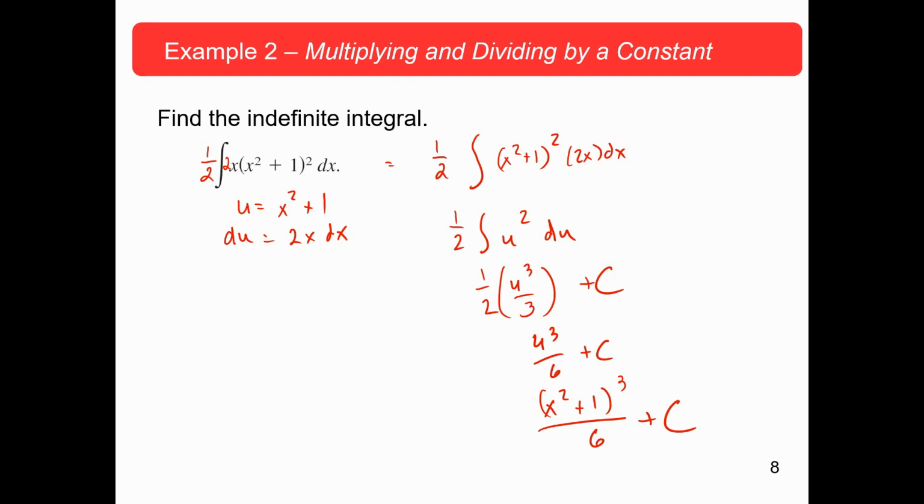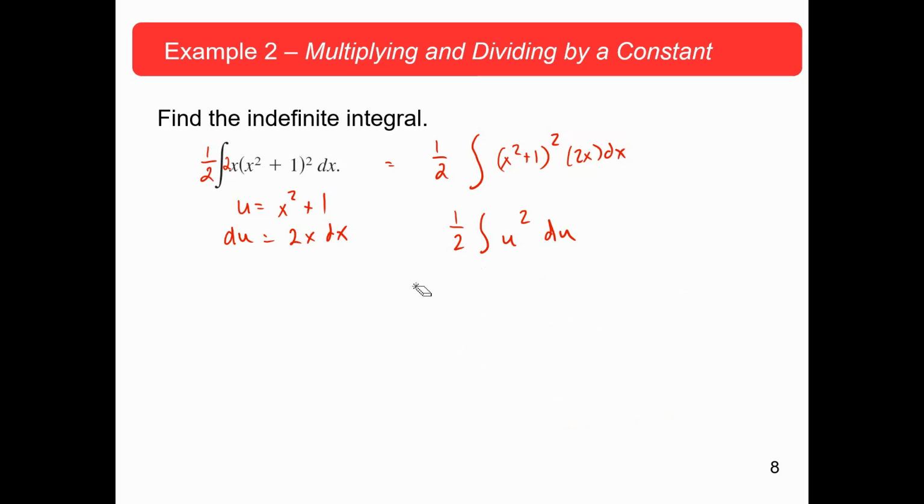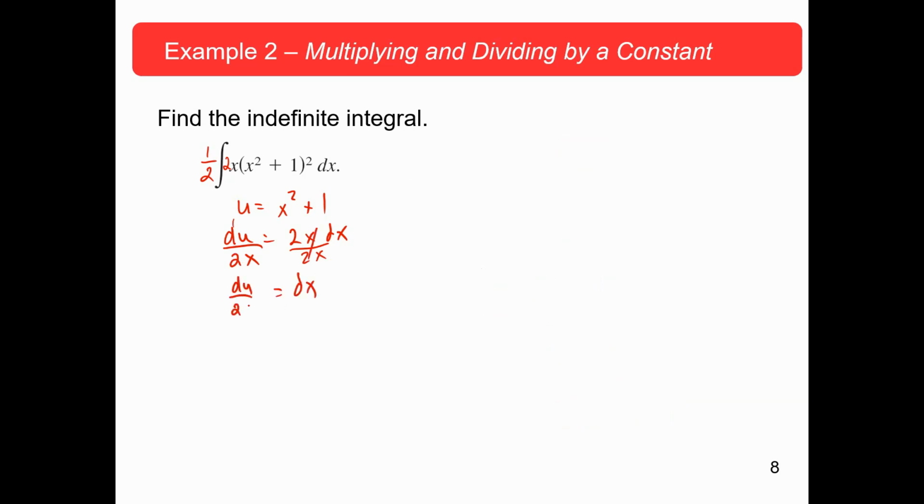Now there's a different way that we can do this, and this is a way that a lot of people feel more comfortable. So let's do this. Let's erase this. And instead of solving for du, let's actually solve for dx. So let's divide by 2x. So we get that dx equals du over 2x.